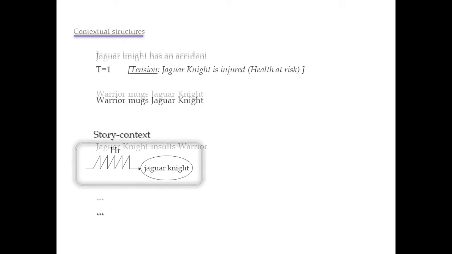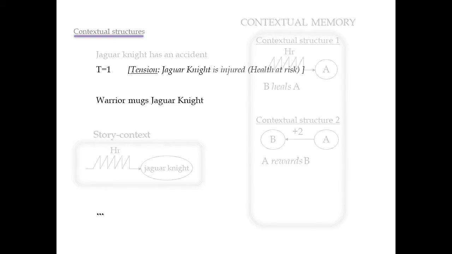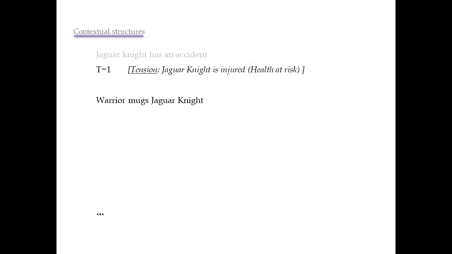Let's analyze a second example of a previous story. Jaguar Knight has an accident. Warrior mocks Jaguar Knight. Jaguar Knight insults Warrior, and so on. MEXICA performs the first action and generates the first story context. Notice that this story context is identical to the first story context in the previous example. That is, we already have in memory a representation of it. Rather than duplicating the information, MEXICA employs what it has already created. Let me explain how the system does this.